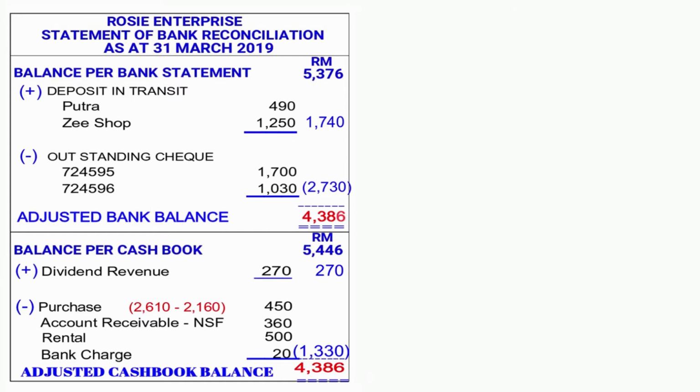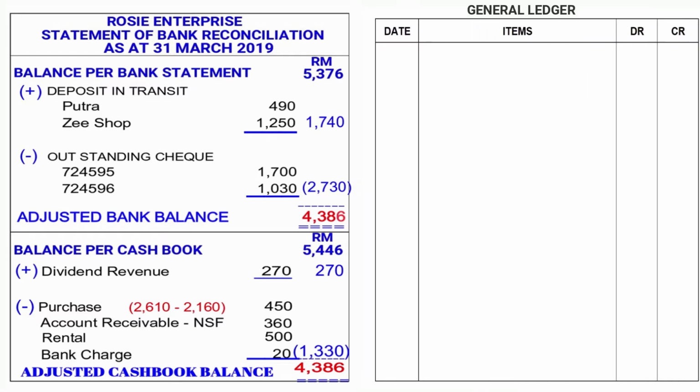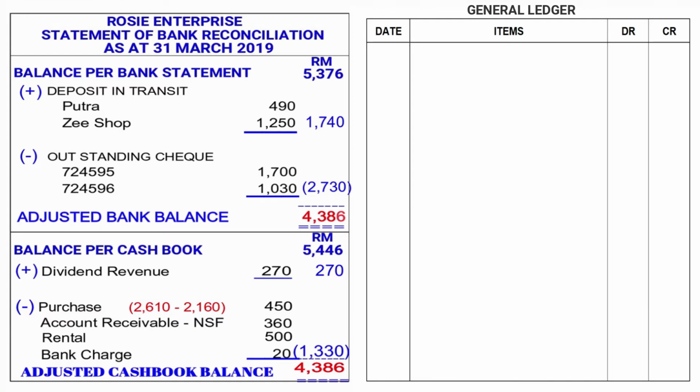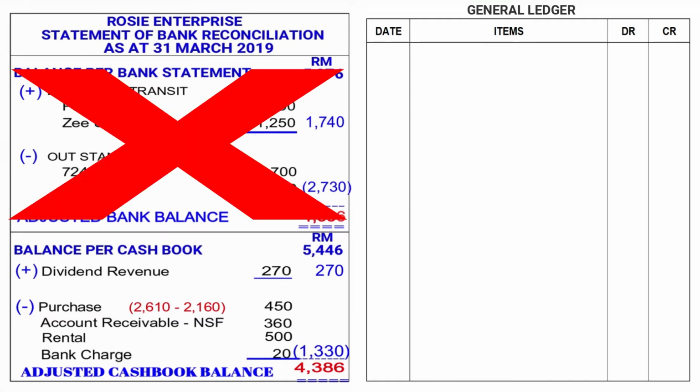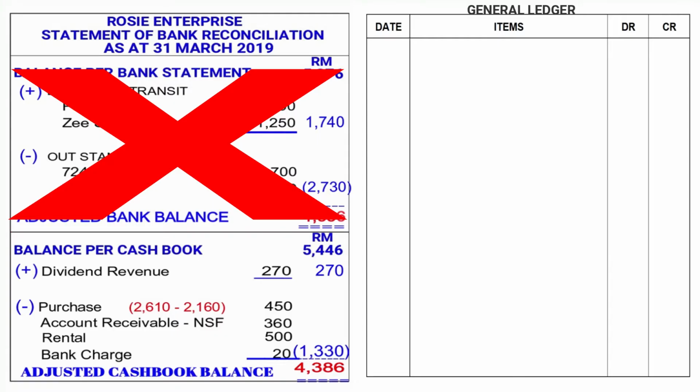Okay, to make it easy, put the statement of bank reconciliation and the format of general ledger side by side like this. Now, let's ignore the part of bank statement and focus on the part of cash book balance. Debit bank and credit all the items that need to be added to cash book balance separately.